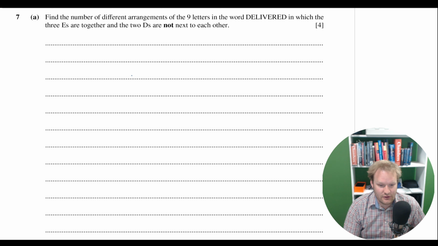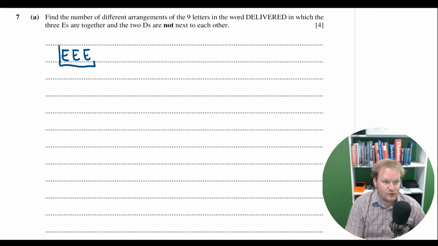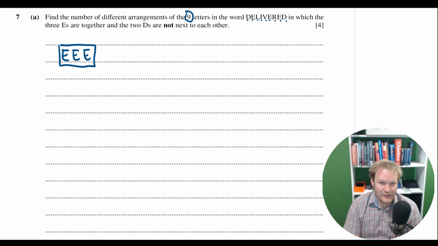The one is just following it directly. The 3 E's are together. If they must be together, let's put them together as one object. In other words, we may as well just consider this as one E in some ways, or another letter entirely. So in that case, we've got 9 letters, and we got rid of the 3 E's and put them together. But think how many objects we've really got now: we've got those 3, we've got 6 others, so there's 7 altogether.